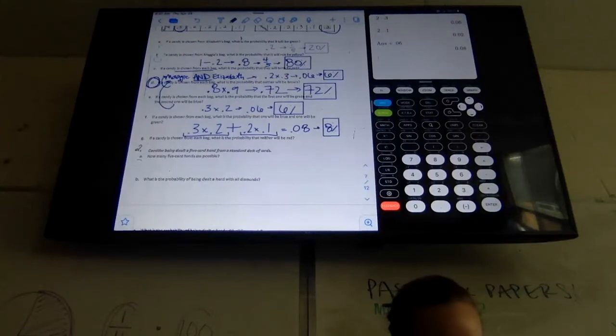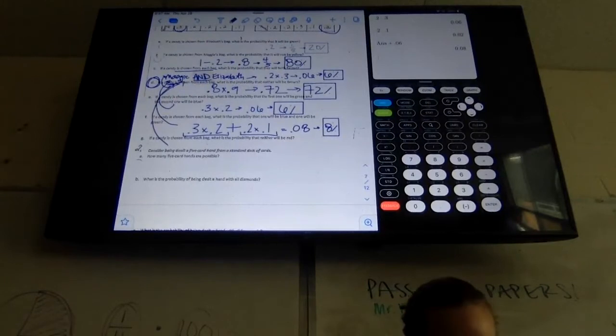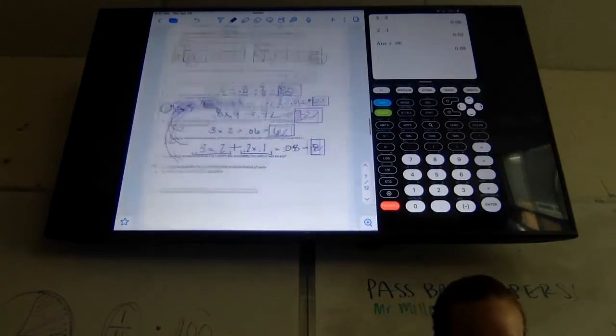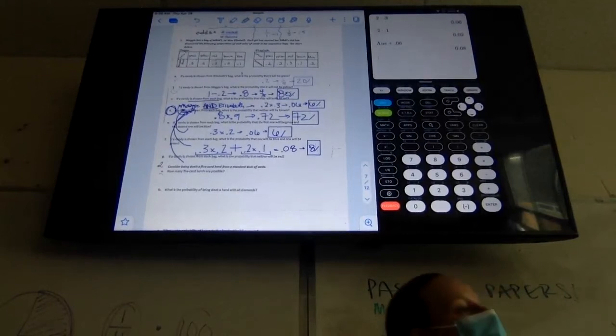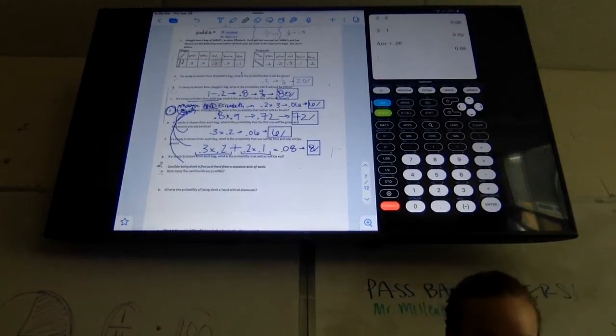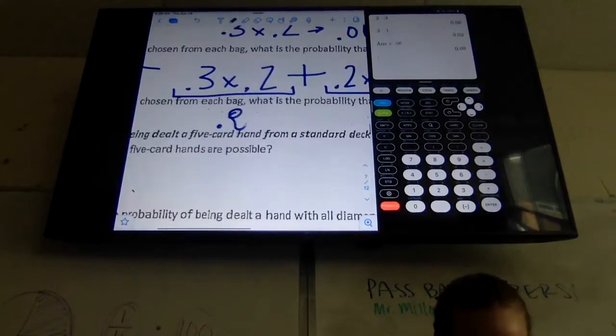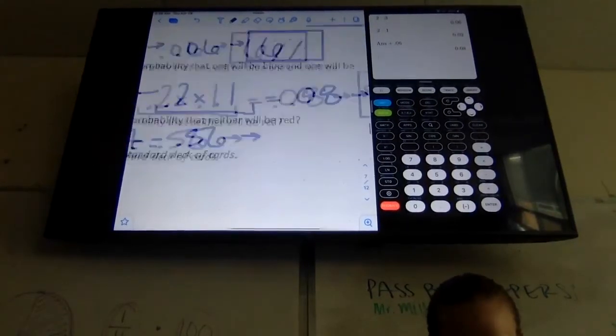Last one. If a candy is chosen from each bag, so we've been doing the same type of problem over and over, it says, what is the probability that neither will be red? So what's the probability it will not be red from Maggie's bag? 0.8, because we're going to do 1 minus 0.2. And then what about from Elizabeth's bag? What's the probability it will not be red? 0.7. 0.8 times 0.7 is 0.56, which is 56%.